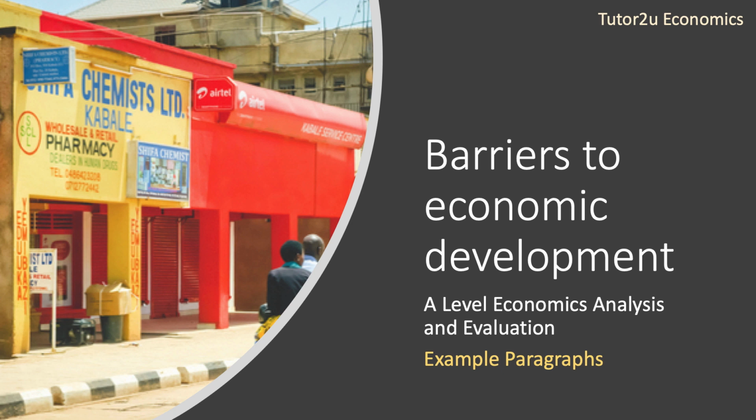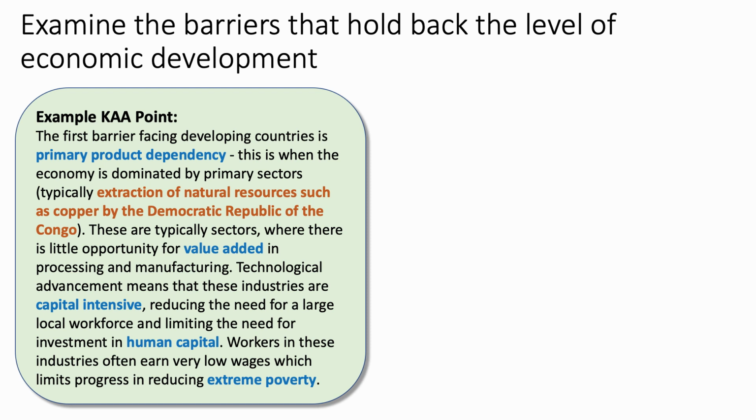Now keep in mind, of course, that there's no way you can write a perfect answer in a timed essay in the exam. You're under pressure. The key is to have a structure, a tactic which works for you. Here's the question: examine the barriers that hold back the level of development. We're going to take a look at two examples of KAA points and two examples of evaluation points that go with the KAA point that you've made.